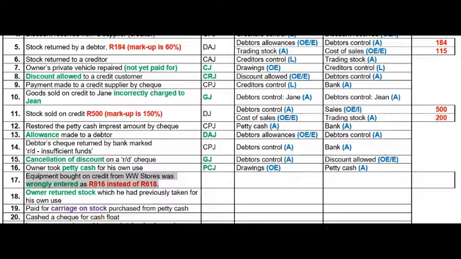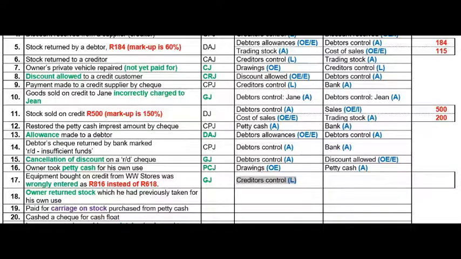Then equipment bought on credit from WW stores was wrongly entered as 816 Rand instead of 618 Rand. The words wrongly entered in green there indicates that it will go to the GJ. Now the mistake that we've made here is we bought stuff on credit, but we credited creditors control with 816 Rand instead of 618 Rand. So we actually credited creditors control with too much.